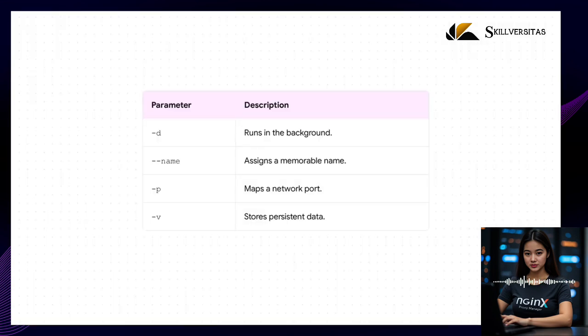The little -d just tells Docker to run it in the background. --name is obvious, it gives our container a friendly name. But the one I really want you to pay attention to is -v.